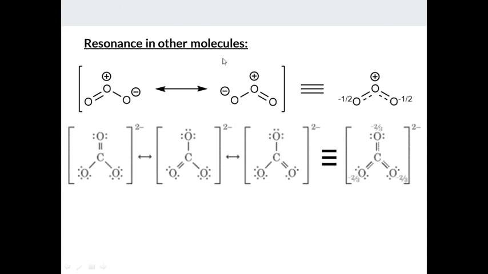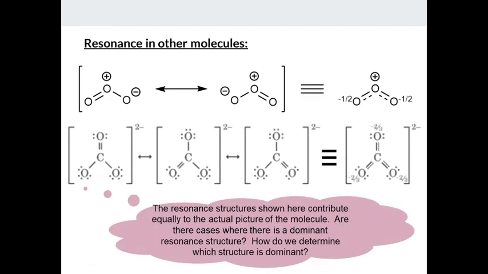So other molecules that exhibit resonance include ozone, where the ozone molecule is an average of these two resonance structures. Thus, the terminal oxygen atoms have a negative half charge, and each O-O bond has partial double bond character. Similar for the carbonate anion, CO3 2-, right? Each terminal oxygen atom has a negative 2/3 charge, and each carbon-oxygen bond has partial double bond character. There are cases where one resonance structure actually contributes more to the true picture of the molecule than another resonance structure. But in these two cases, because all resonance structures are equivalent, they contribute equally to the eventual structure.